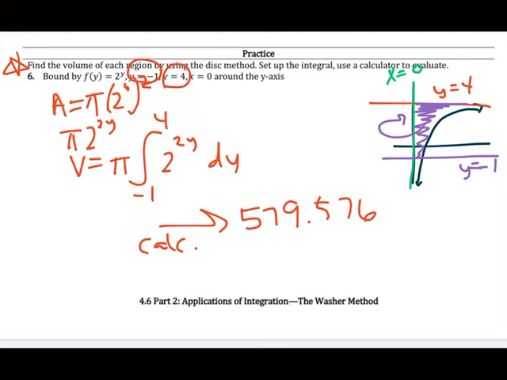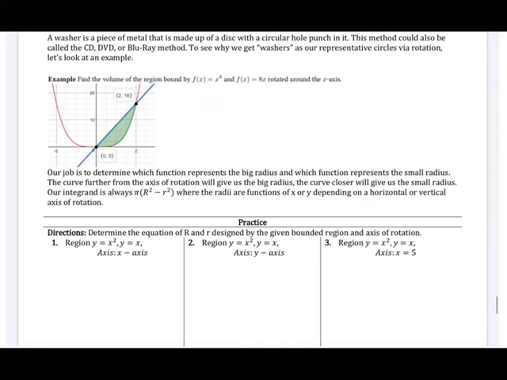So we have talked about cross sections, and we have talked about the disk method. Now we're going to tie 4.6 back to 4.5, where we're talking about the area between two curves, and that's going to lead us to the washer method. In case you're not handy with tools, a washer is a piece of metal that looks like a disc, but it has a giant hole in the middle of it. Just like a CD, a DVD, or a Blu-ray, those could all be other names for this method, although I think some of those things are even more outdated than thinking about a washer.